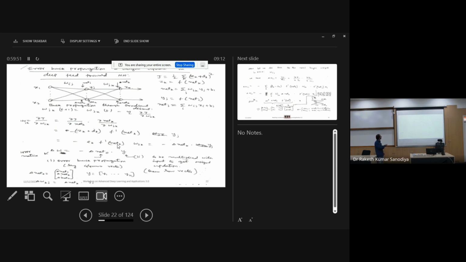Now if I want to update this, delta W12, what should I do now? How do I get this update? Simply multiply this delta net 1 into x2. That's all. That's all.